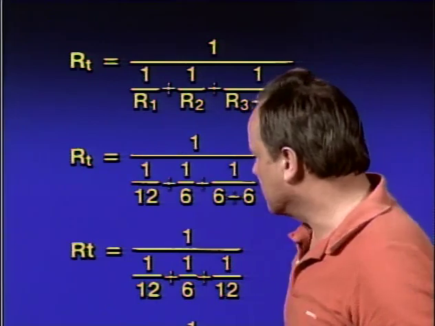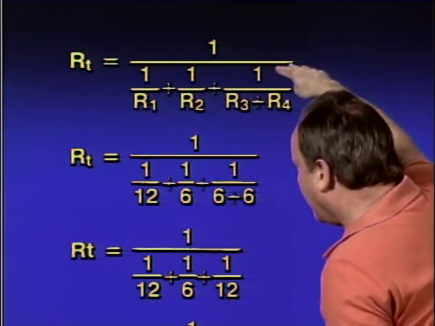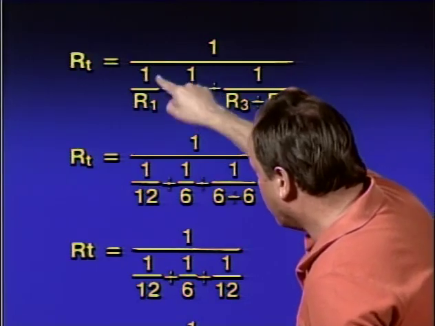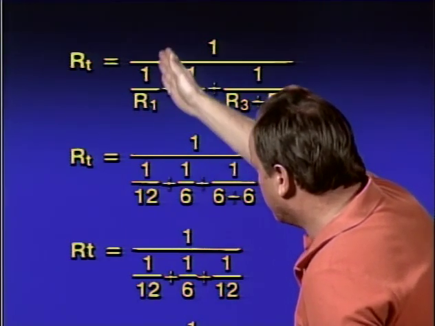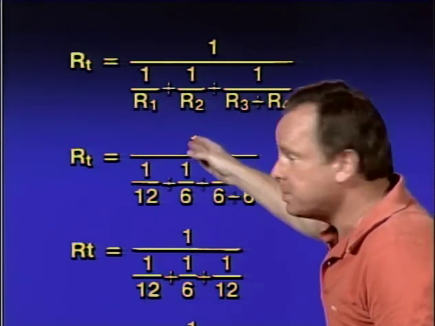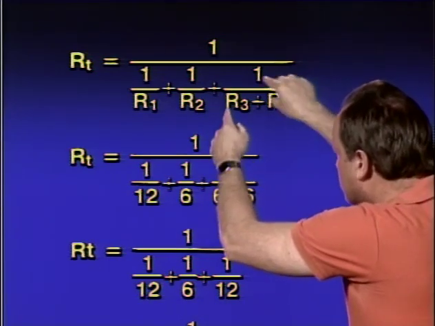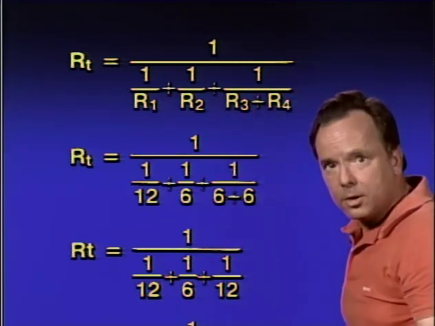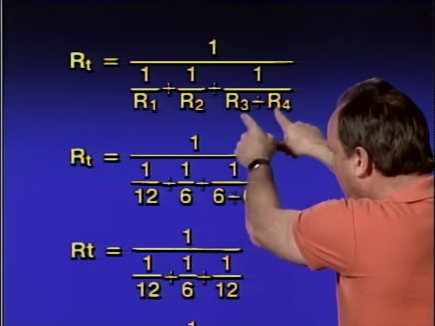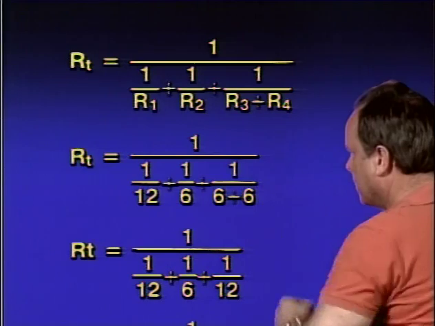It'll read total resistance. The total resistance is equal to 1 divided by, and it's 1 over R1 because R1 was one resistance path, 1 over R2 because R2 was another resistance path. And remember, R3 and R4 are in series. We'll treat them as one resistor. So all we have to do is add up the value of those two together. So it's 1 over R3 plus R4.